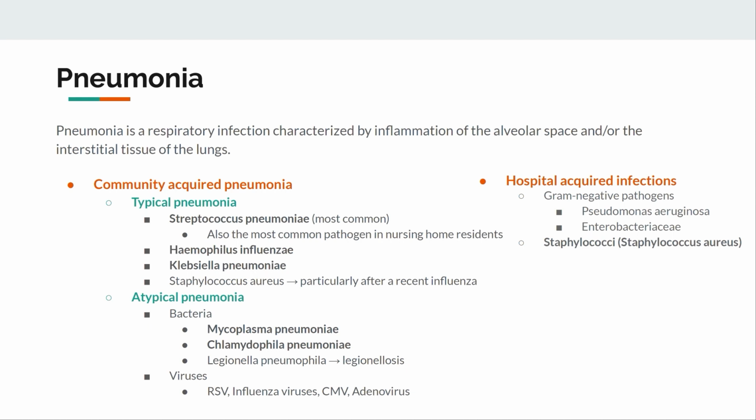And for the atypical, you might be asked to actually list atypical bacterial causes of pneumonia, so your Mycoplasma and your Chlamydophila. And then for your hospital-acquired infections, good to know that's primarily due to your Staphylococcus aureus. And just at the bottom there, don't forget that viruses can still be responsible for pneumonia.